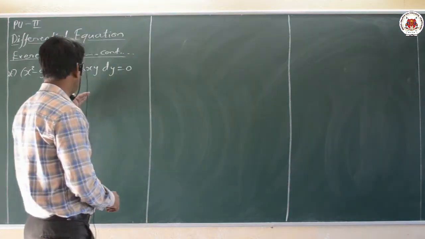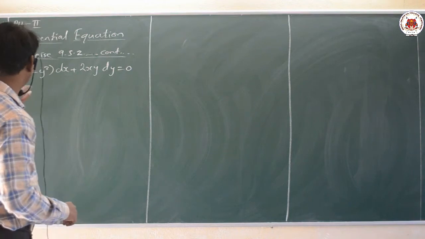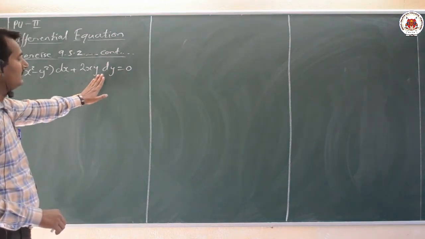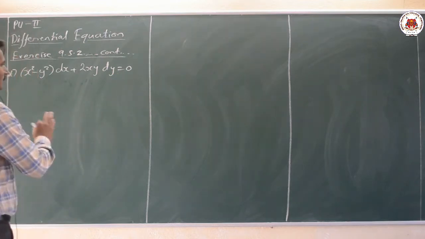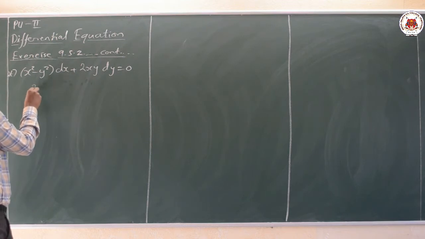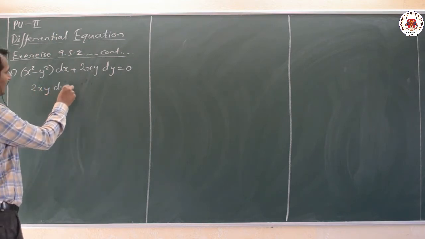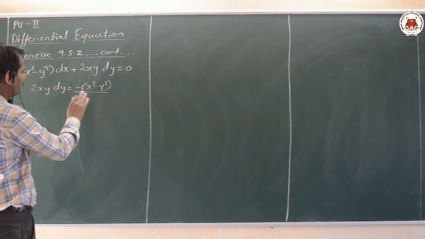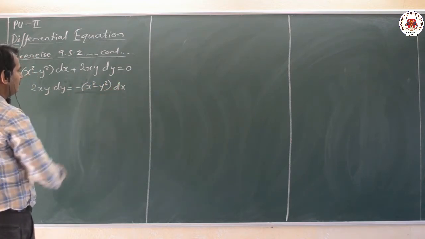Now let us move on to the first problem. The first problem is very simple: (x square minus y square) dx plus 2xy dy is equal to 0. First of all, write the given differential equation in a proper manner, that is 2xy dy is equal to minus of (x square minus y square) dx.